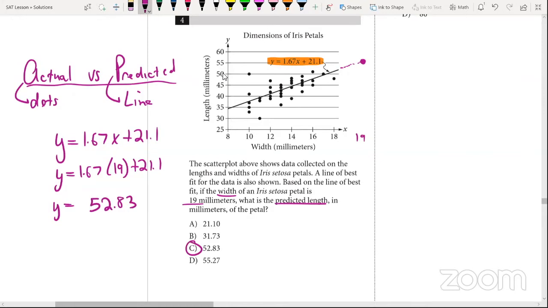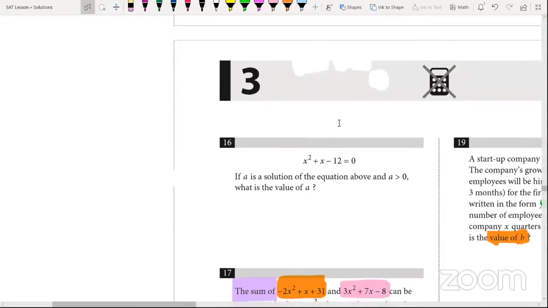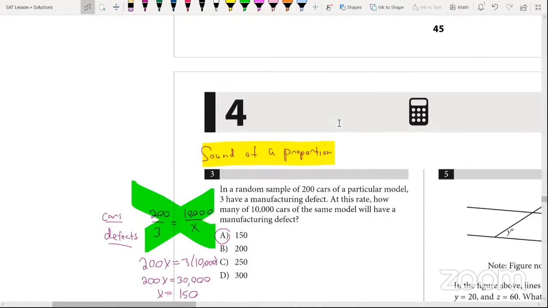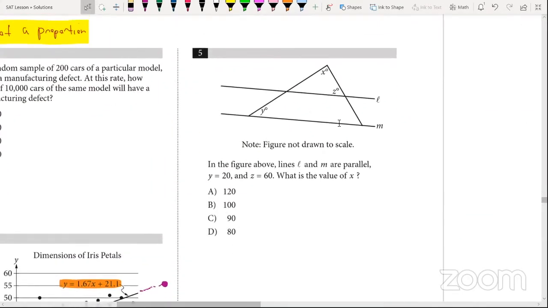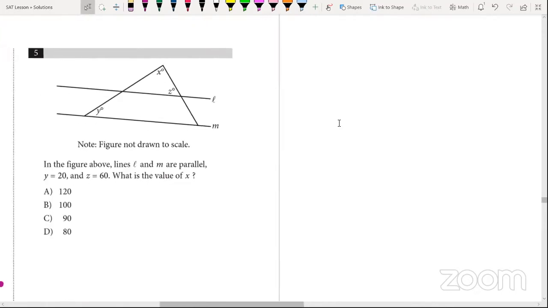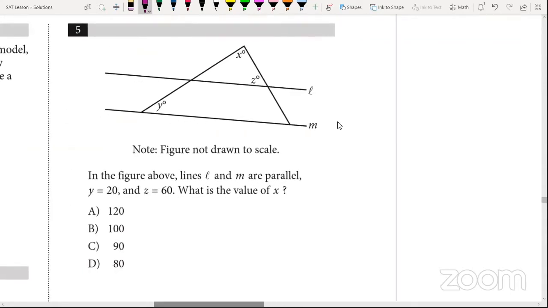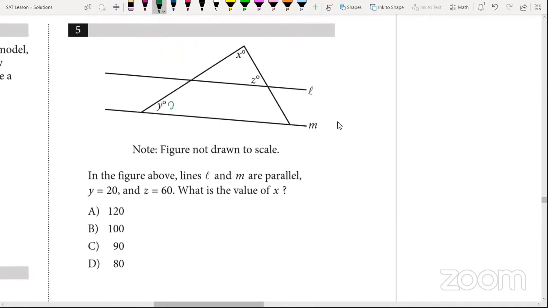Going to number 5 now. My screen jumped a little bit, but going over to number 5. Here we have the idea that L and M are parallel. Y equals 20, Z equals 60. So let's just start filling out some of those stats there. Y is 20, Z is 60.